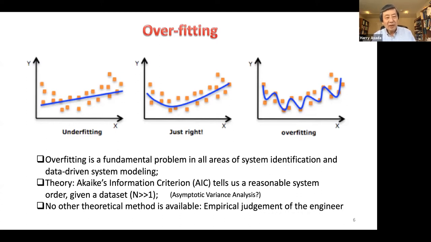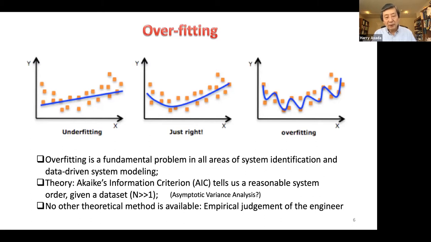Unfortunately, we do not have very powerful theories, other than the one that is called Akaike's information criterion, AIC. This is the one that I taught up to 5 years ago, and then we replaced it with some other new materials. But this is actually a very well-known theory telling us what is a reasonable system order or system complexity level, given some data set having some noise and some inconsistency, uncertainties in it.